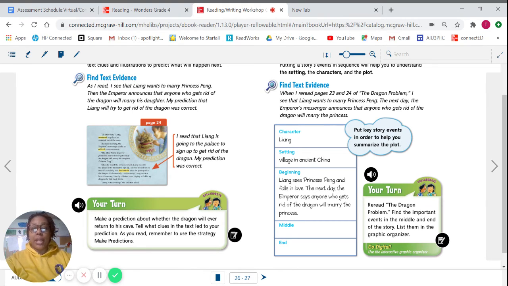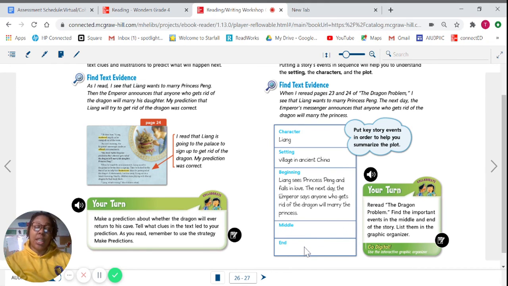I would have put something like, Liang shared with his father that he wanted to marry Princess Pang and got laughed at, but decided to do it anyway. For the end, I would say Liang and his friends came up with a great idea to scare the dragon. That worked, and he scared the dragon away and married Princess Pang.